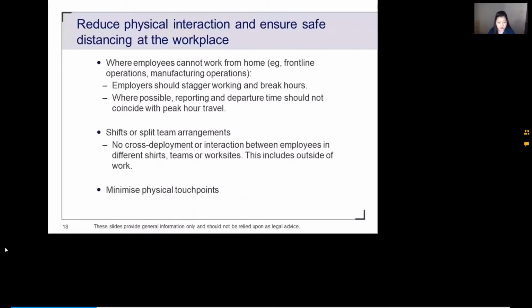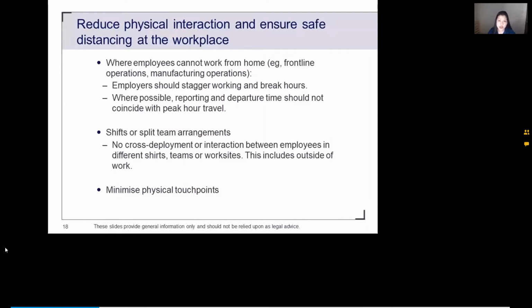Okay, so for other employees who cannot work from home, employers should take steps to ensure safe distancing, such as staggering work hours, break times, reporting times, and departure times. You can maintain the split team arrangement as well, and avoid cross-deployment between the two different teams.